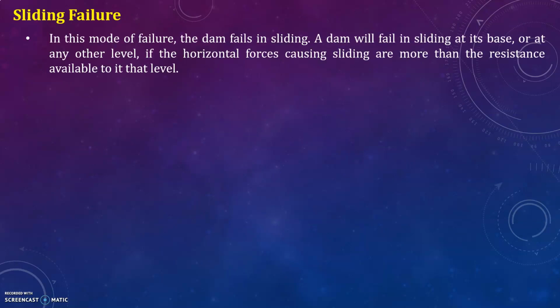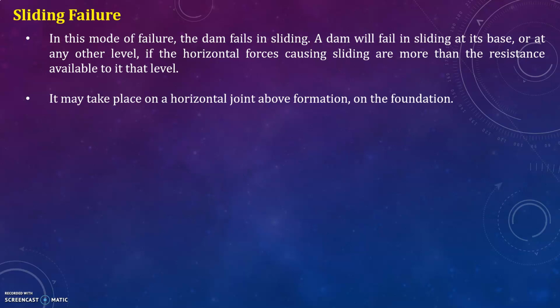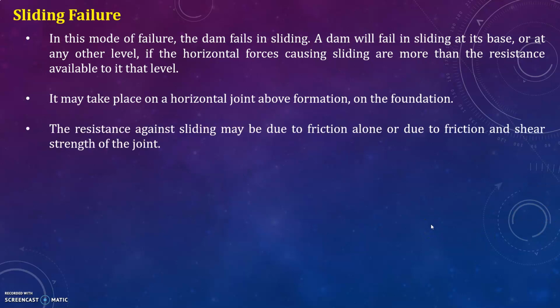In this mode of failure, the dam fails in sliding. A dam will fail in sliding at its base or at any other level if the horizontal forces causing sliding are more than the resistance available to it at that level. It may take place on the horizontal joint above formation or on the foundation.